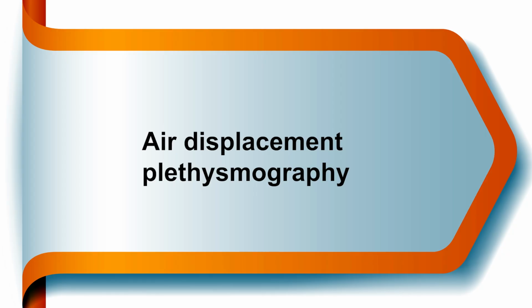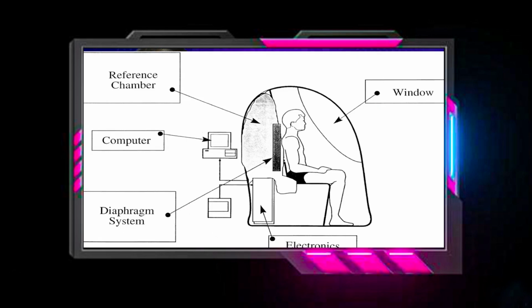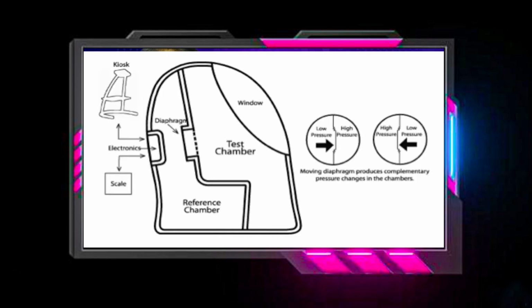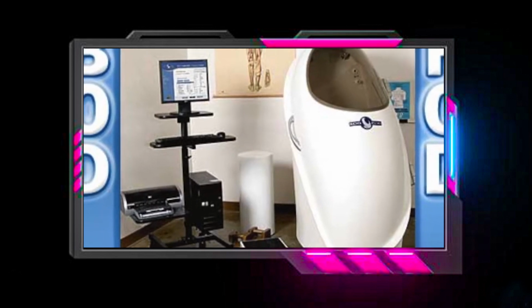The next method is air displacement plethysmography. The body composition measurement with air displacement plethysmography or whole body air displacement plethysmography technology. Air displacement BODPOD, the air displacement works similar to water displacement except an air controlled chamber resembling an egg shaped pod is used.